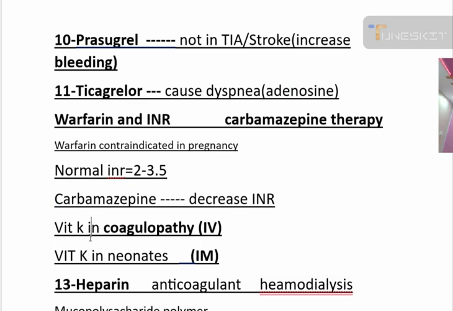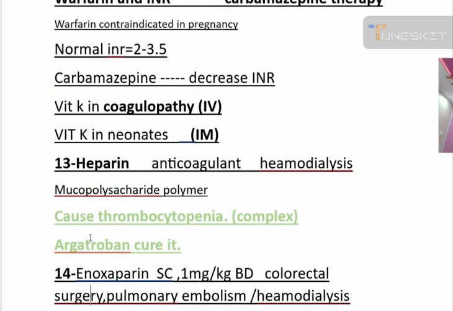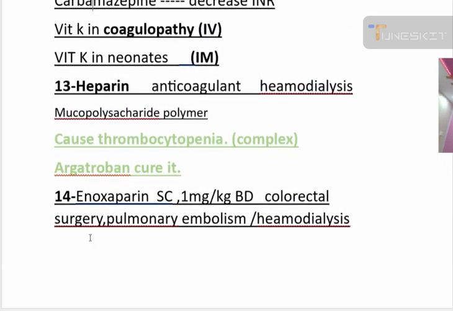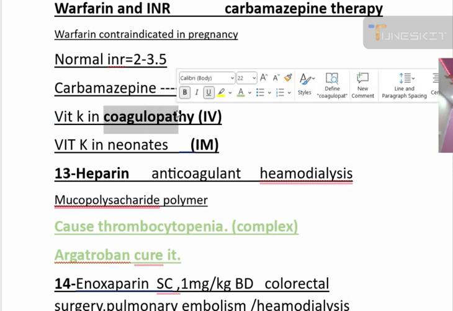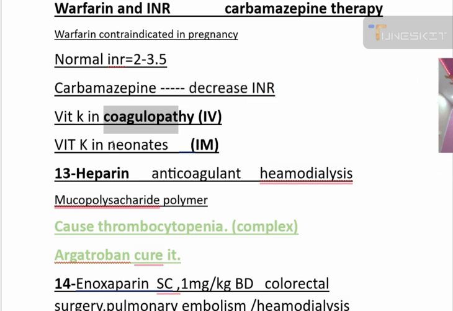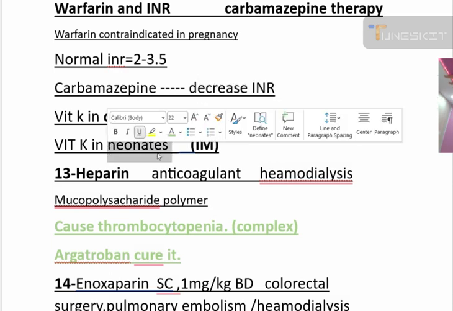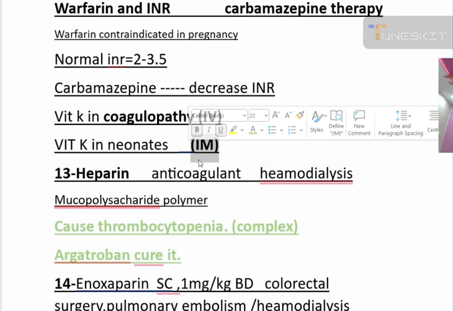Okay, one of the important concepts here is coagulopathy. Coagulopathy is a disorder of blood in which the blood's ability to form clots is impaired. So we give vitamin K. Vitamin K can also be given for different reasons. For coagulopathy, its route will be IV, direct in the vein, and when you give it to a neonate, it will be IM, intramuscular.